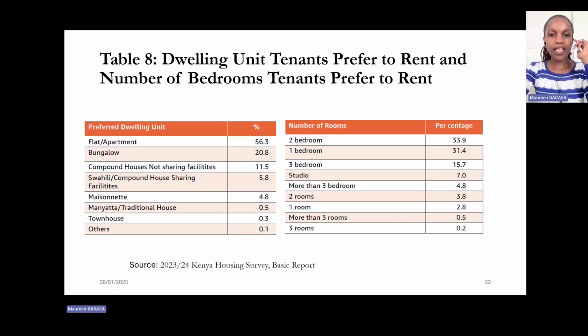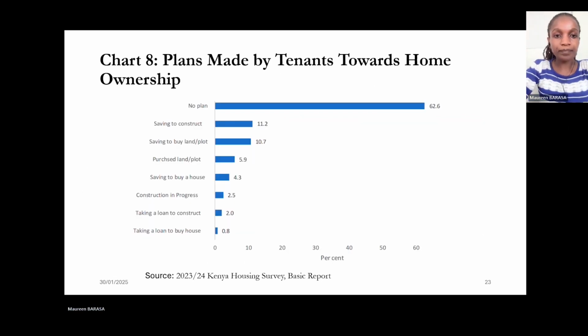Yeah. Then for this, it's just showing the dwelling units tenants prefer to rent and the number of bedrooms tenants prefer to rent. So the most preferable dwelling units for tenants for renting, it's a flat or apartment, and the most preferable, or rather dominant number of bedrooms tenants prefer to rent is 33.9. Oh, sorry, it's a two-bedroom house, which is at 33.9%.